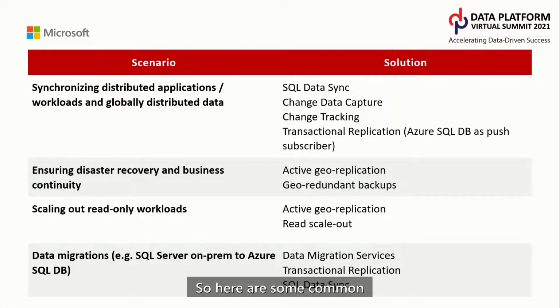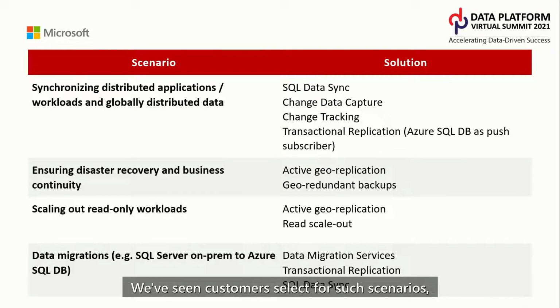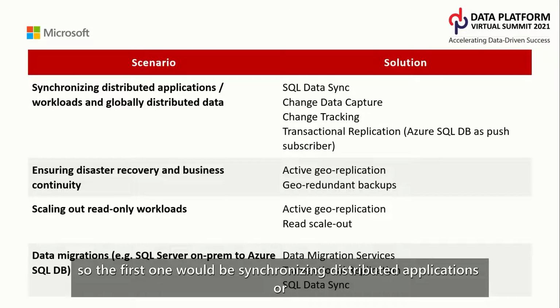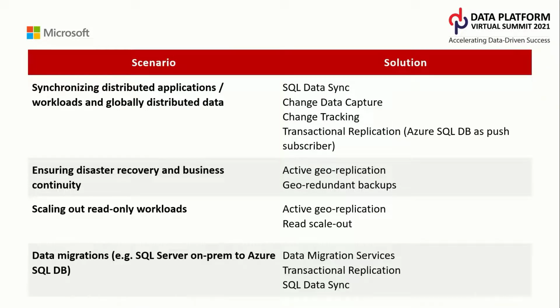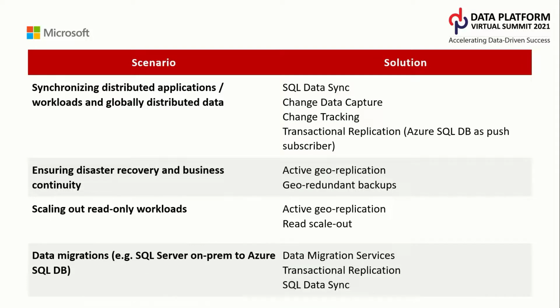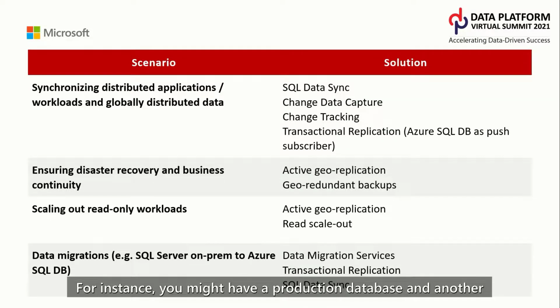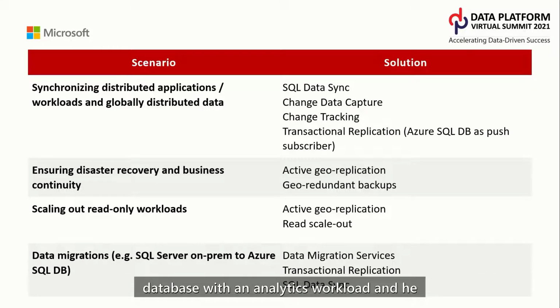Here are some common scenarios for data replication and some popular solutions we've seen customers select for such scenarios. The first one would be synchronizing distributed applications or workloads and synchronizing globally distributed data. Here you might want to synchronize data across databases that store different workloads. For instance, you might have a production database and another database with an analytics workload. And here are some solutions that you might decide to use.